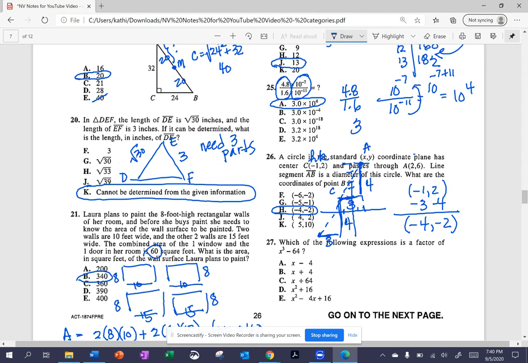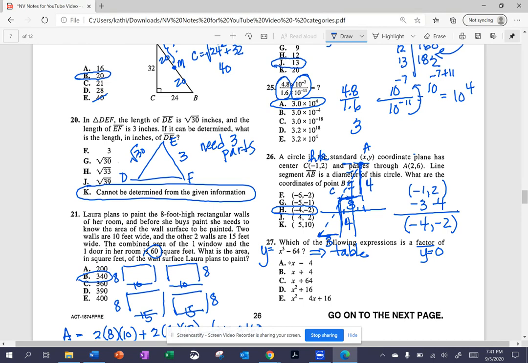27. Which of the following expressions is a factor of x cubed minus 64? So I need to put this equation in y equals and go look in the table. So a factor is y equals 0. So I am at an x-intercept, or on the x-axis.